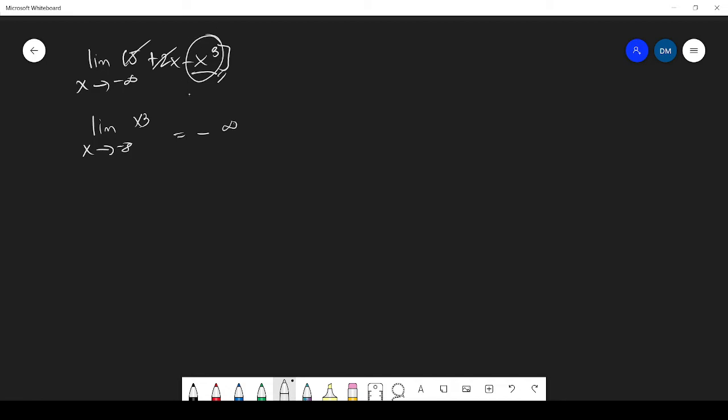Yun. Kaso, hindi ko pala na ano. May nakalimutan ako. Minus x cubed. So, that's minus negative infinity cubed. So, that's negative infinity times negative 1. So, that is positive infinity. So, that is the limit of this function.